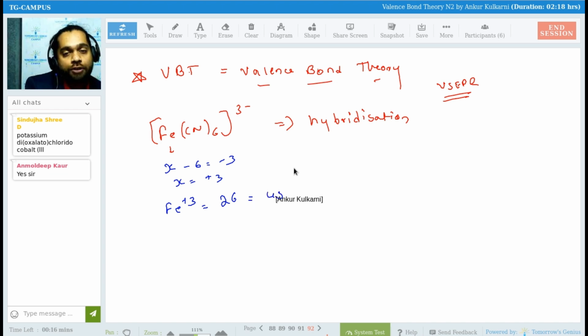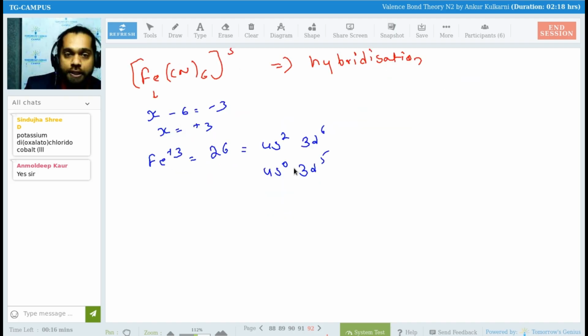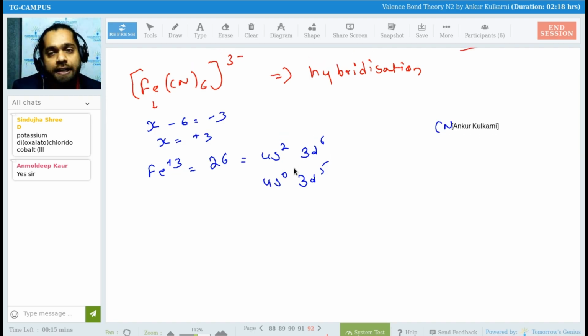Okay. So if I write down the electronic configuration, it is 4s2, the valence electronic configuration 3d6. But since it is Fe plus 3, Jason, I will remove 3 electrons. So it is 4s0 3d5. Now in the VBT, the rule is, if you have a strong ligand, electrons will pair. Okay, CN is a strong ligand. I will give you the list of strong and weak ligands. CN is a strong ligand, so it will force all the electrons to pair.